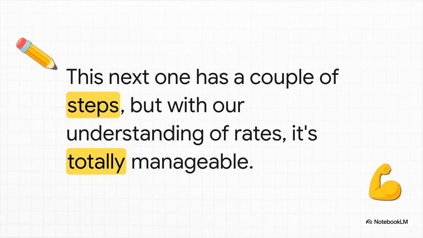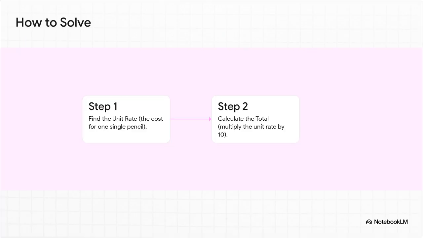Okay, you've leveled up. I think you're ready for what I like to call the pencil problem. It's got a couple of steps, but now that you get how rates work, it's going to be a piece of cake. Let's do it. The secret here is just to break it down into 2 simple steps. First, and this is the most important part, we need to find the unit rate. That's just a fancy way of saying, how much does one single pencil cost? Once we know that, the rest is super easy.